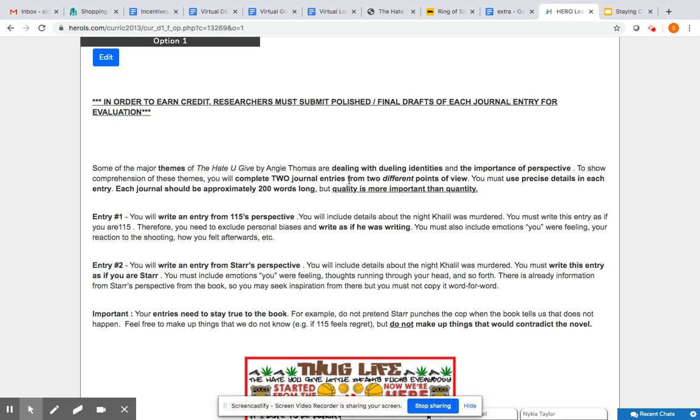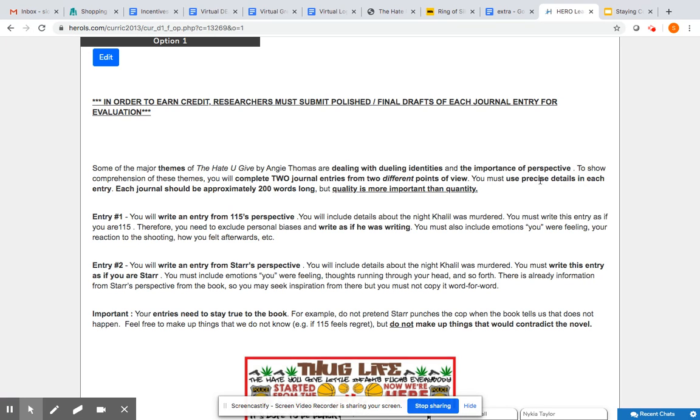So 2 journal entries, and each journal entry is from a different point of view. For one journal entry, you might write from Starr's point of view. For your next journal entry, you may choose to write from the officer's point of view. But remember, you step into their shoes. It's not saying, "I think the officer would have said this." No, you become 115. You say, "I told that kid to stay right there. He opened the car door, and when I saw him reach, I thought I had to defend myself." So you're writing as though you are the character.